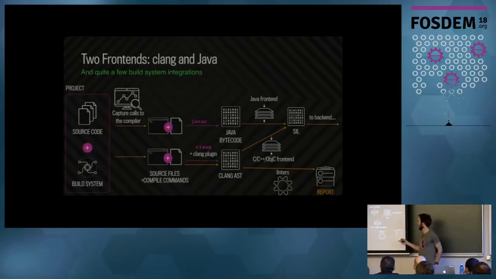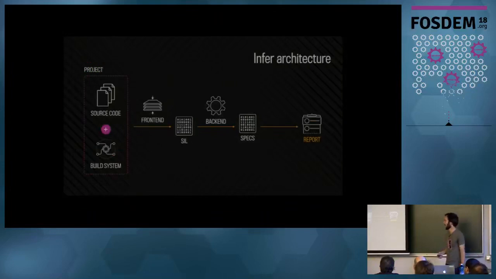So we're able to do that for Clang, but not for Java, because for Java we start at the bytecode level. So there's no linters for Java in Infer at the moment. So that was the front end. Let's look at the backend now.